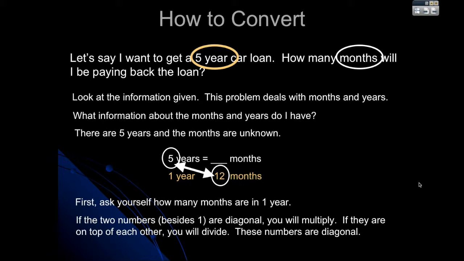Okay, and I always say cover up the 1. So you cover the 1. We don't need it. So if the 2 numbers left besides the 1 are diagonal, you multiply. They're kind of like a half of a multiplication sign, aren't they? So that's how you know you multiply. If they're on top of each other, you divide. So what are these numbers?